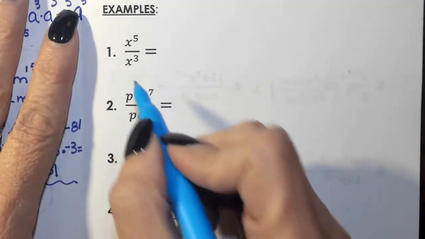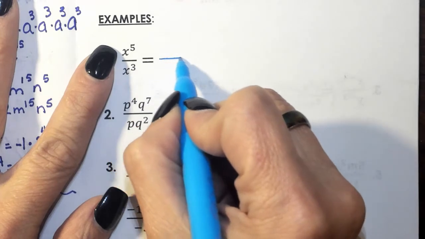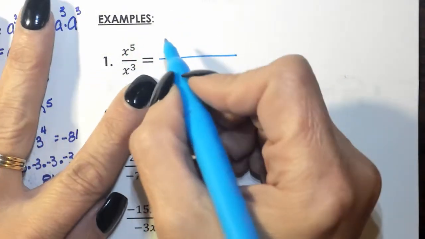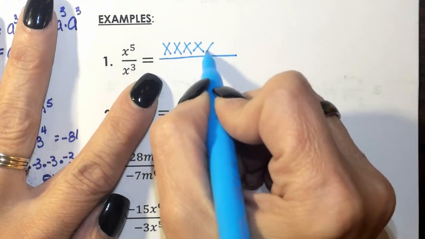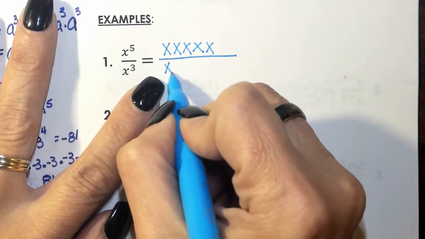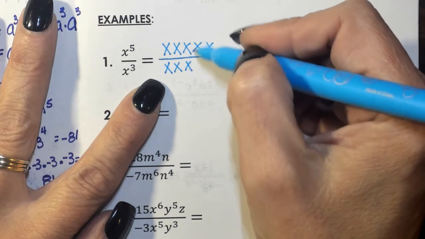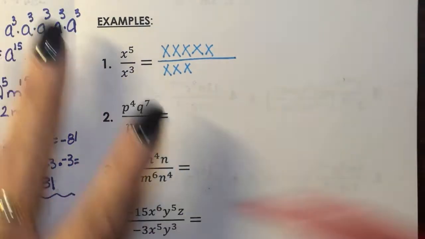So, we're going to take this first one, x to the fifth over x to the third. And we are going to expand it out. So here we go. X to the fifth. Well, remember that just means we have 1, 2, 3, 4, 5 x's on top. And on the bottom, x to the third means we have 3. We're going to try and stack them up on top of each other as best we can. Sometimes we can do this, sometimes we can't. It just kind of depends.